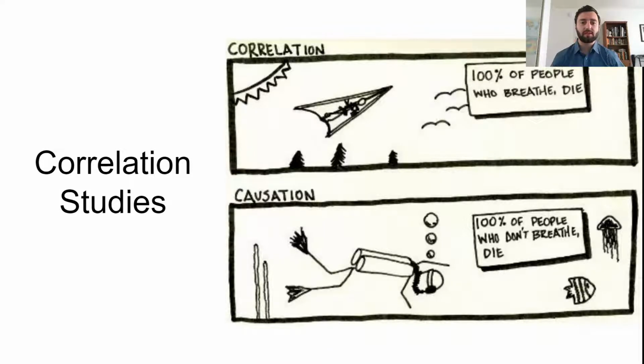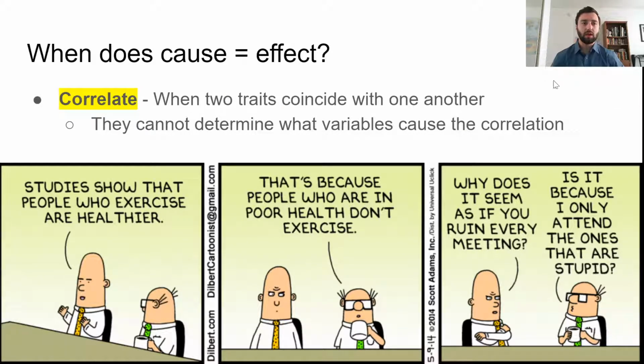Alright, hello everybody. This is part 4 of our Unit 1, Scientific Foundations of Psychology, and part 4 is going to be talking about correlational studies. So, what is a correlational study? What does that mean? A big thing here is that we're going to be talking about when cause does not necessarily always equal effect, and that's what we're going to see a lot throughout correlational studies.